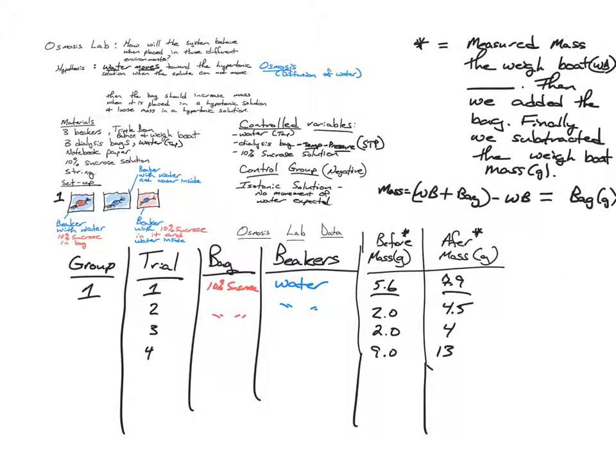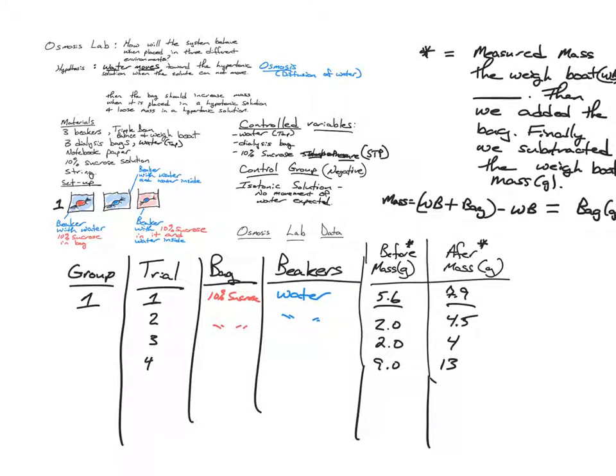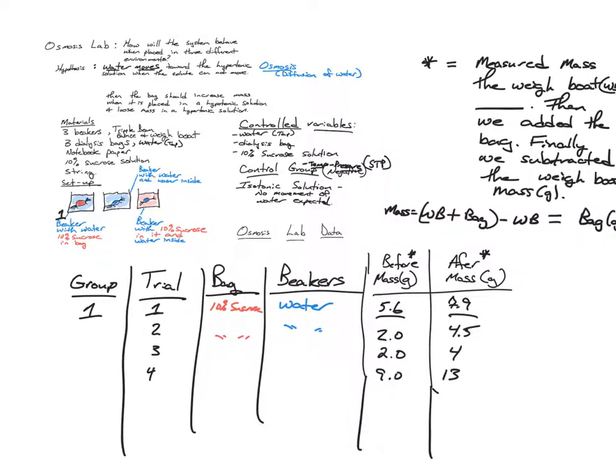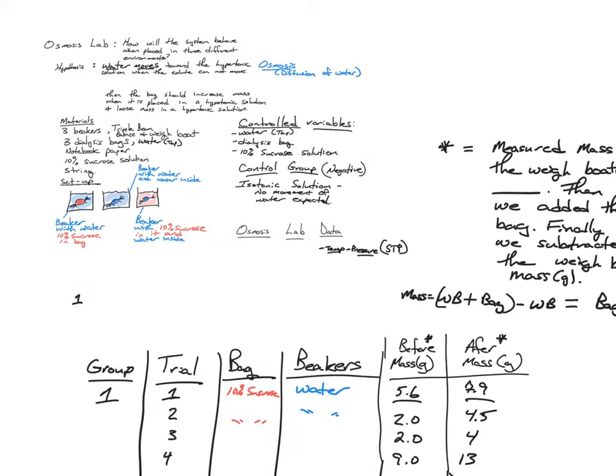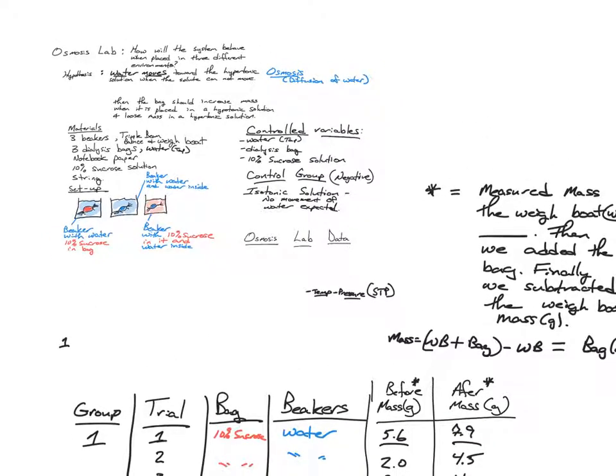Why do we need to use the weigh boat? Yeah, that's really a good question. Why use the weigh boat at all? Why not just put it directly on the balance? You could do that. It's best to use a weigh boat because it protects the balance, and it's good experimental design.